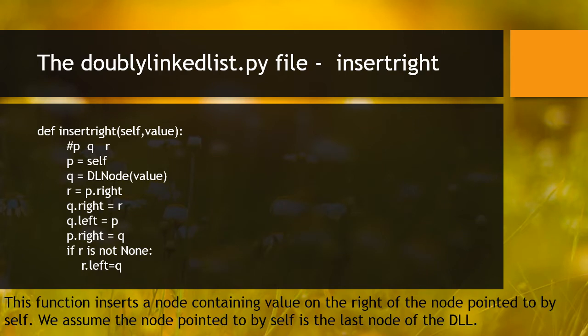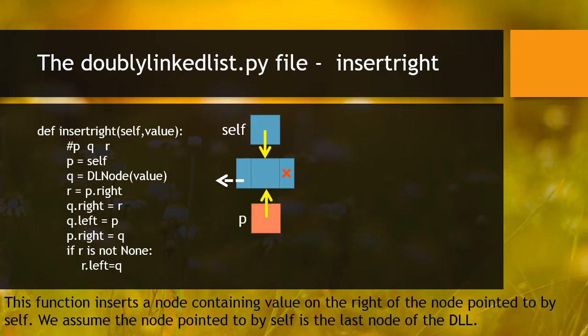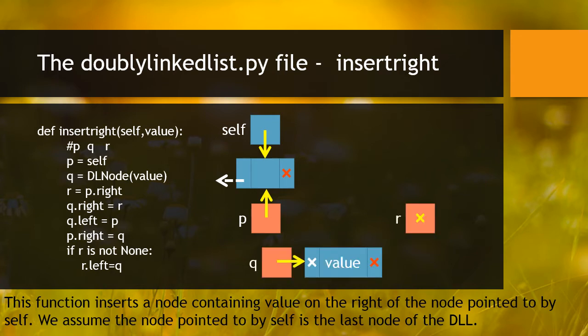Let us look at the insert right function again. This time we assume the node pointed to by self is the last node of the doubly linked list. Something like this. Self points to the last node of the doubly linked list. Again we arrange 3 pointers P, Q, R. P is on the left, Q is in the middle and R is going to be on the right. P points to self, Q points to a new doubly linked list node containing value, and R points to the right of P. You can see that the right of P is None, so R is also None.